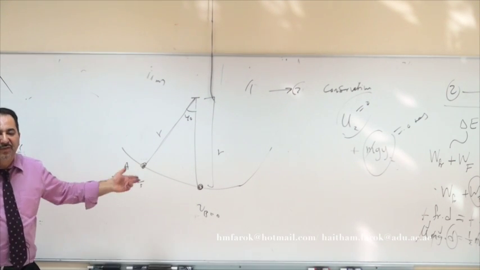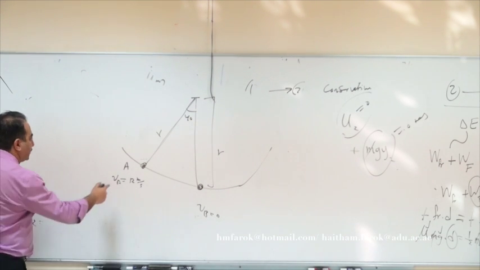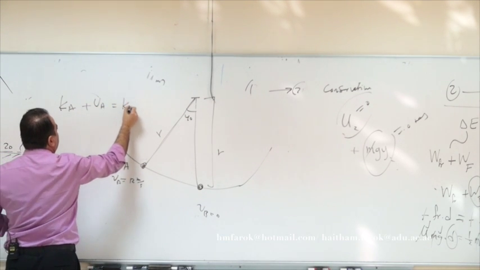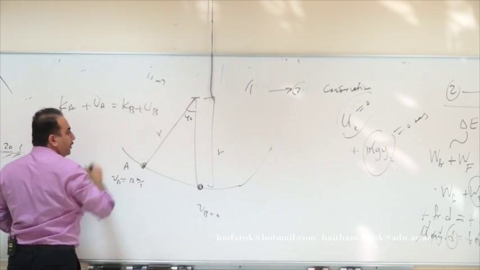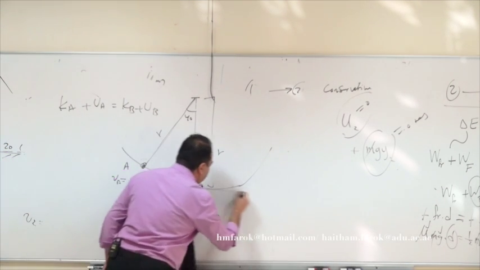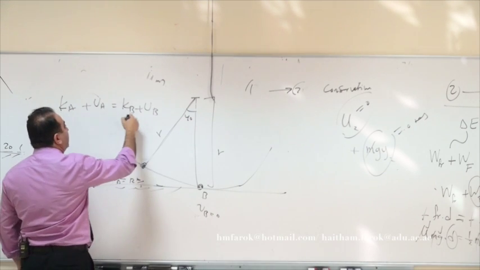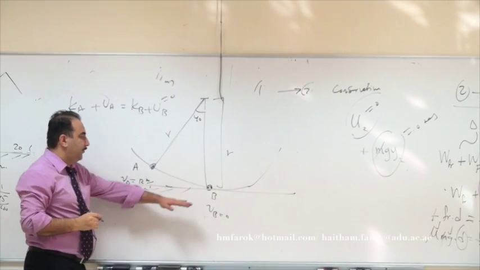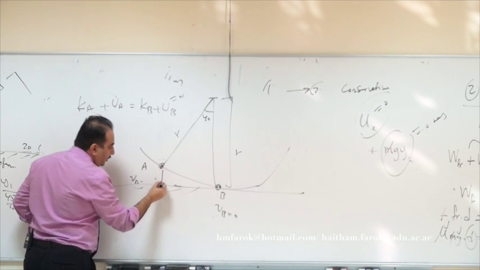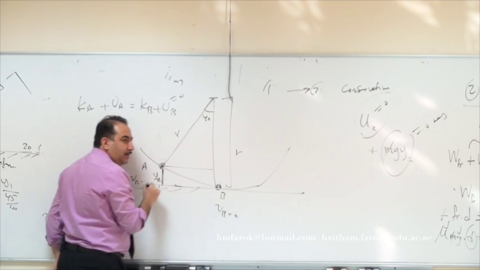Is the system here conservative or non-conservative? No friction, no applied forces, conservative. So what do you say? Ka plus Ua at A must equal Kb plus Ub at B. Where do you put the reference? At B. So what is Ub? 0, reference. For Ua, you need this y, yA. How do you find yA? From the triangle.